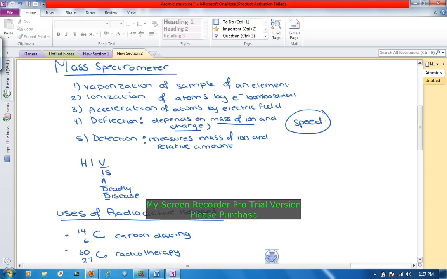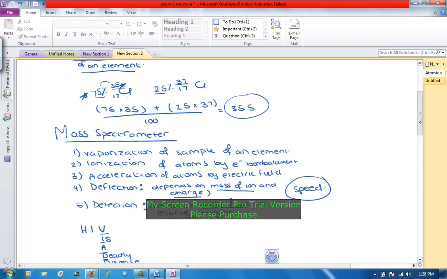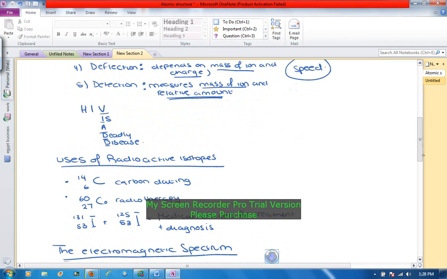The mass spectrometer measures the mass of the ion and the relative amount of the ion that's present in the sample. So in the case of chlorine, the mass spectrometer calculated that 75%, which is the relative amount, is present of chlorine-35, which is the mass of the ion. And from that you can calculate the relative atomic mass.